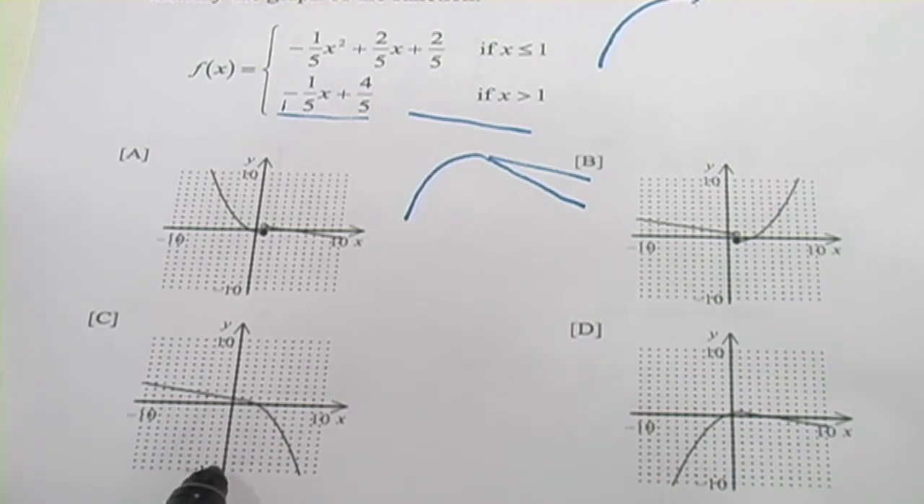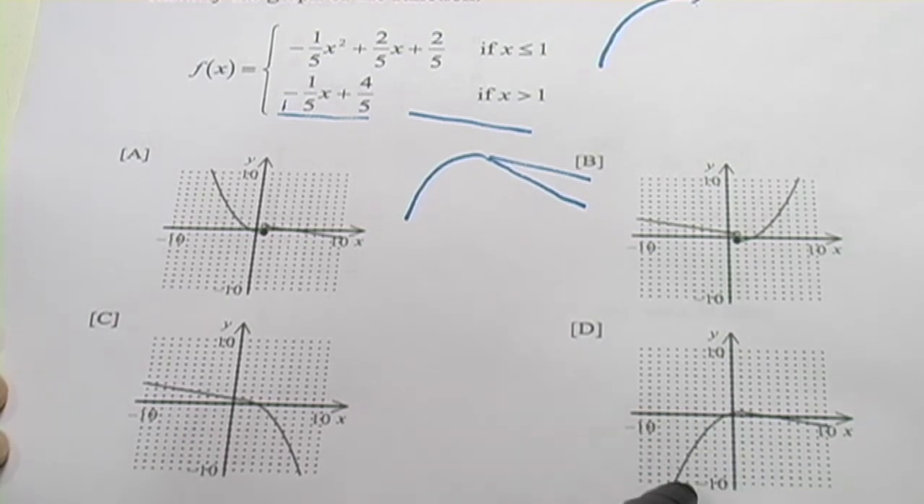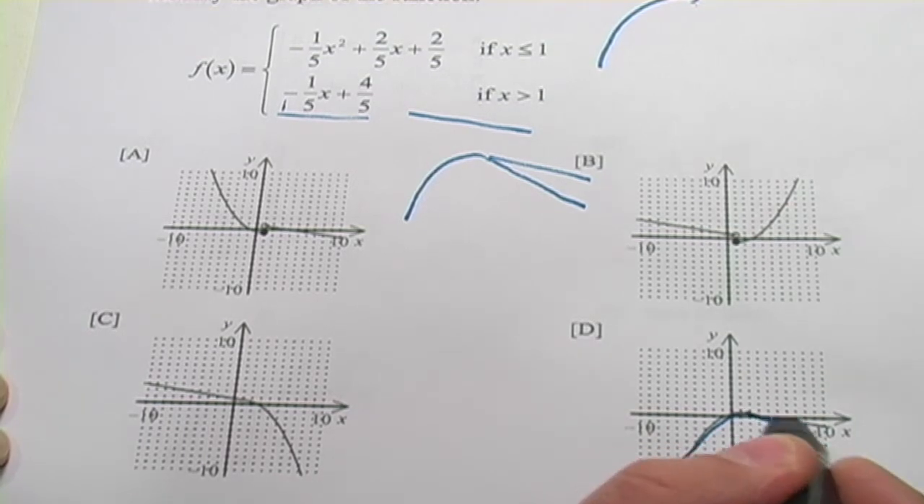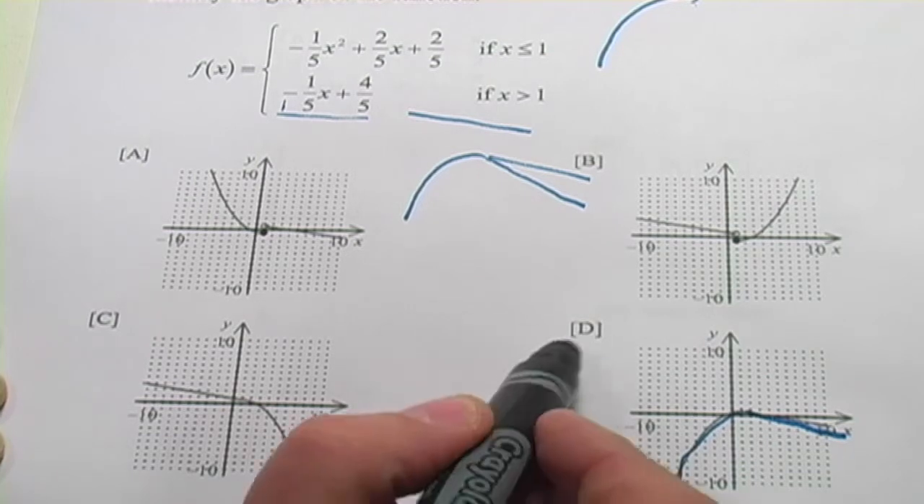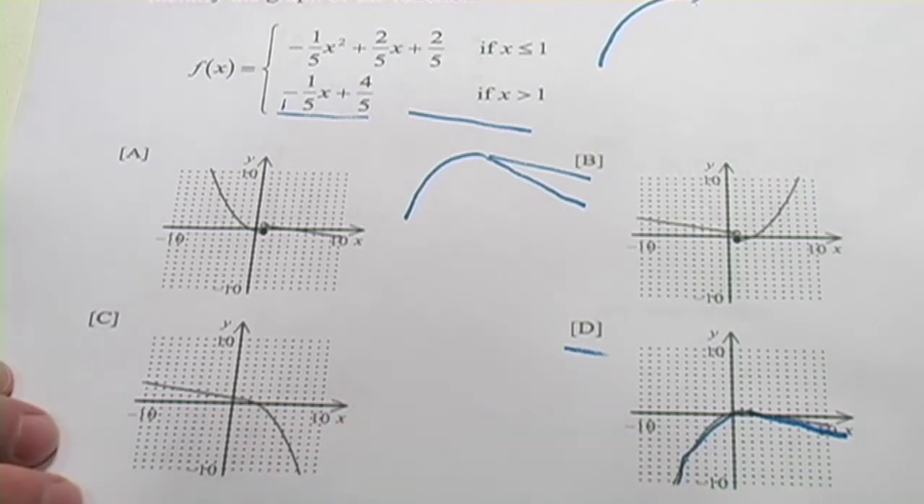Here in C, we've got the downward sloping line and a downward opening piece of a parabola, but again the order is reversed. And then finally in D, we've got the right shapes here. So here's our downward opening parabola, and then at x equals 1 it switches to that linear equation. So the correct answer there is D. Let's look at another one.